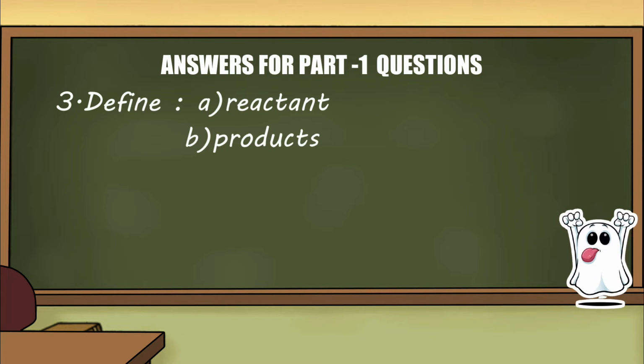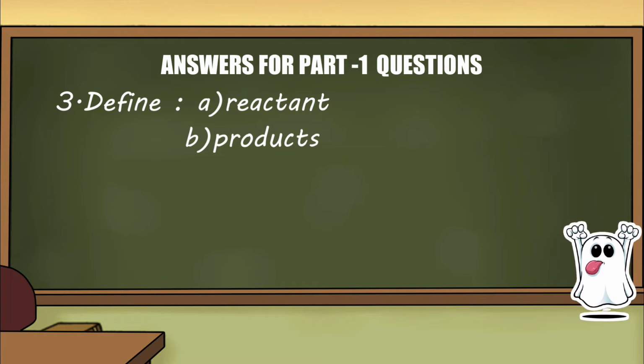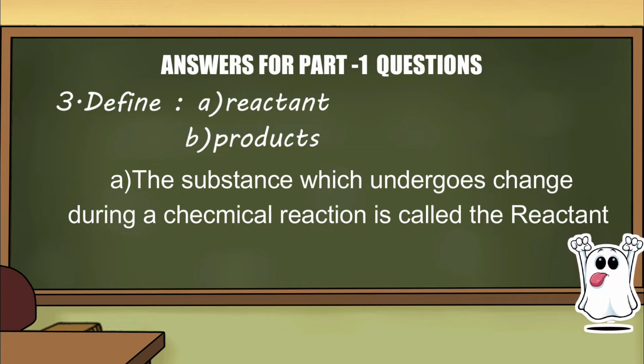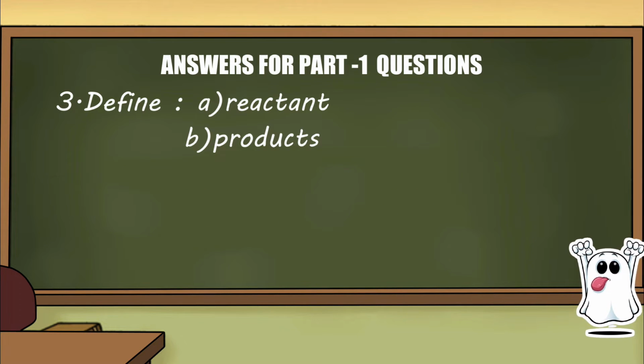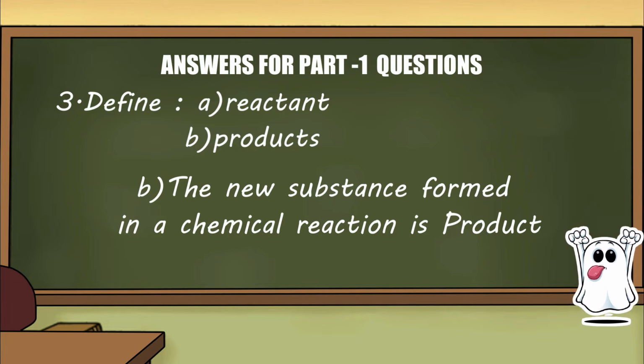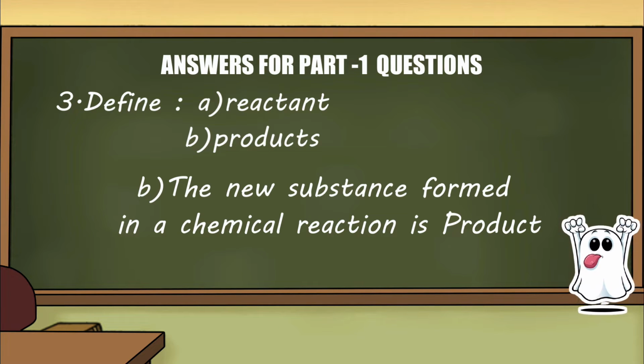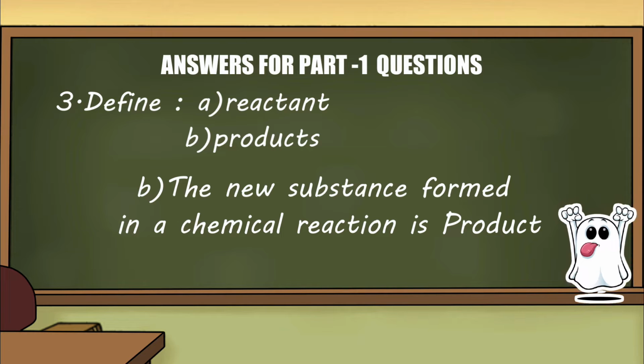3. Define A. Reactants. The substance which undergoes change during a chemical reaction is called the reactant. B. Product. The substance newly formed in a chemical reaction is called the product.